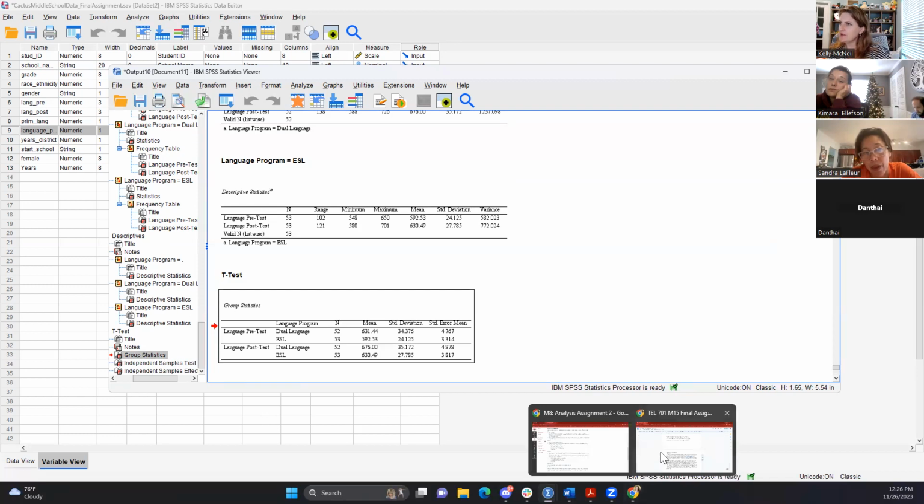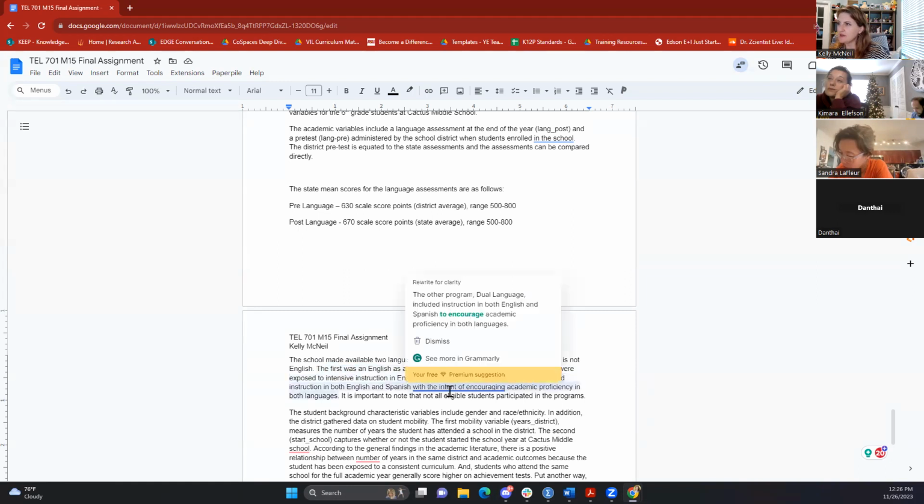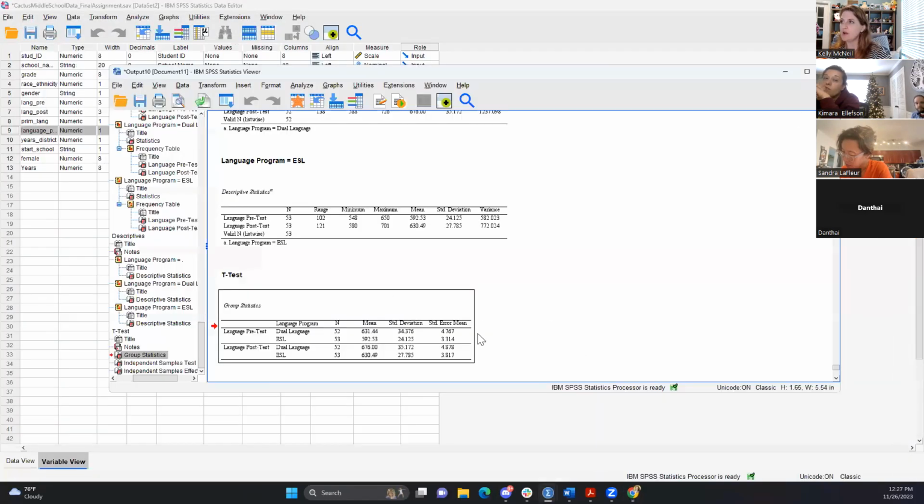If I'm interpreting it the way I think I'm interpreting it, this also aligns with my hypothesis. My hypothesis was that a dual language model would be more effective than an ESL model, because students in ESL are exposed to intensive instruction in English. The second one, dual language, includes instruction in both English and Spanish with the intent of encouraging academic proficiency in both languages. Coming from my curricular background, I'm leaning towards the dual language model. When I look at these results, it actually shows that.